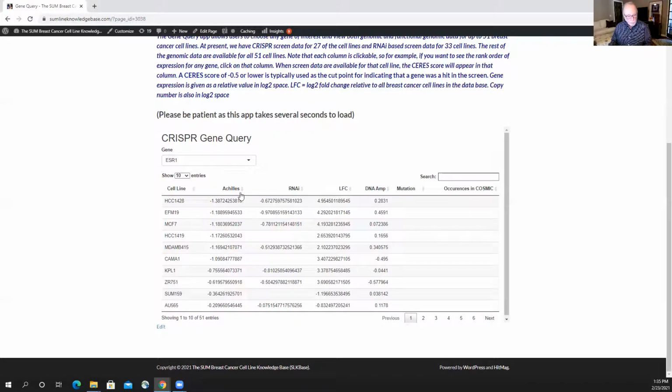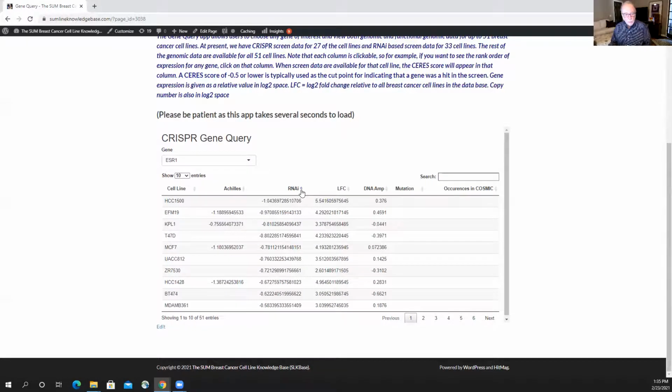So these are, again, rank ordered now by the CRISPR score, but we can also rank order them by the RNAi score, or the shRNA score here. Now T47D does appear in this list, and that's because for this cell line, we have RNAi-based screen data. We don't have CRISPR screen data.